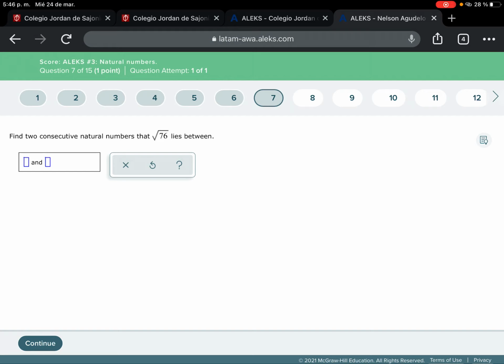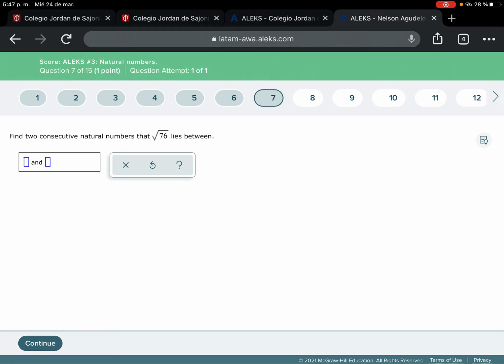I am going to explain this point that appears sometimes in ALEKS, and it is to find two consecutive natural numbers that the square root of 76 lies between. As you know, not all of the results of square roots, or actually any root, are natural numbers, so some of them have decimals. And even though we have methods to find it, it's very difficult to find it really quickly. So it's better to estimate, or to have a guess of where the result of that number is between.